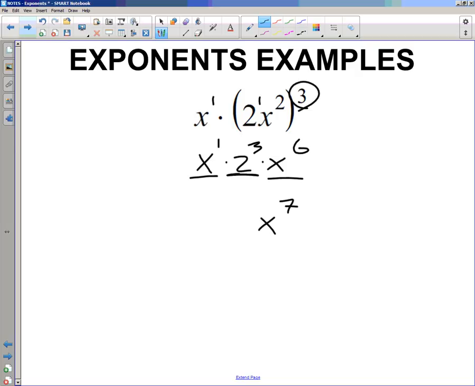And then the only thing that we didn't take care of was our 2 to the 3rd. Now that's 2 times 2 times 2, which is 8. So we've got 8x to the 7th, and I believe that's as far as we can go with that one.